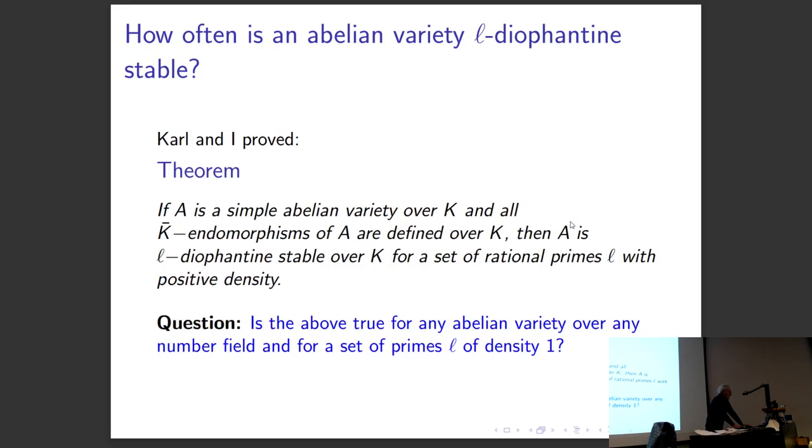Now, we proved that if A is a simple abelian variety over K, and all the endomorphisms of A over K-bar are defined over K, then A is ℓ-Diophantine stable for a set of rational primes with positive density. Of course, we want more. We want the same to be true for a set of primes of density 1.